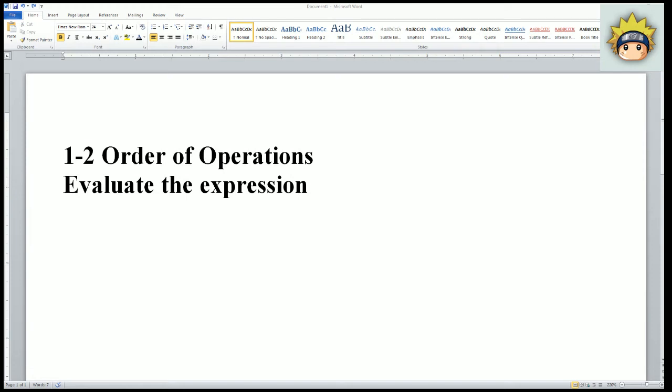This is the second part of the Chapter 1 tests review. Okay, this is 1-2 orders of operations. Here it asks us to evaluate the expression. Okay, we'll start with number 4.